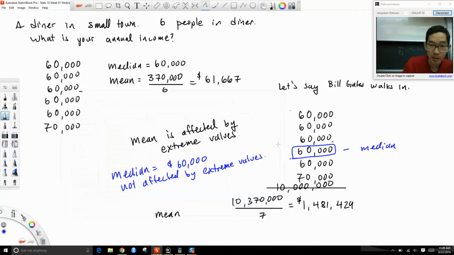But depending on your context or your situation, you may actually want to use the mean. If we had to insure the people in the restaurant against loss of income or something like that, we wouldn't want to buy a policy that just covers everyone for $60,000 a year, okay? Because if something happened to the restaurant and everyone inside, then to lose Bill Gates in there, that would be problematic, okay? All right, is that okay?